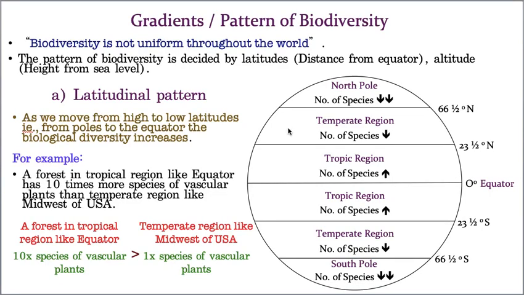And that productivity is decided by the sunlight. Such sunlight is very little received in the temperate region. That's why the number of species is very, very less. See, this down arrow mark indicates the species is decreasing, whereas the up arrow mark indicates the increase in the number of species. This you need to understand.